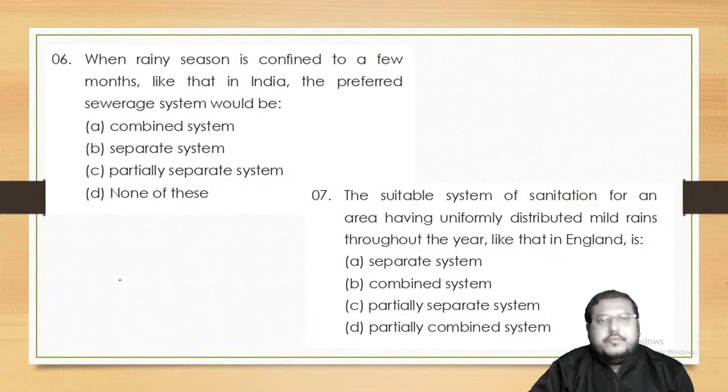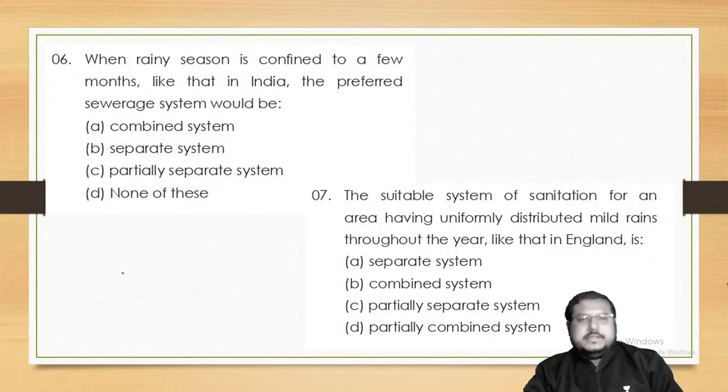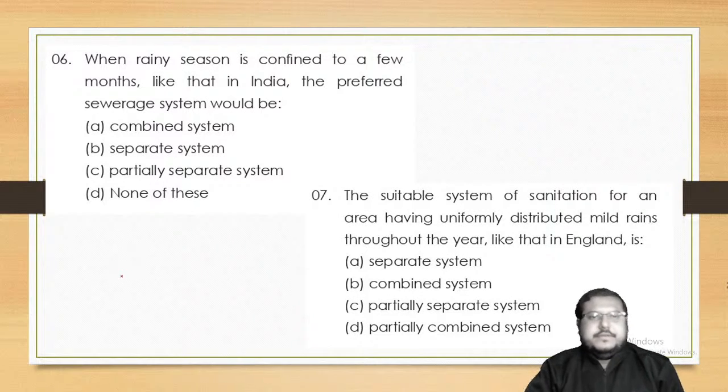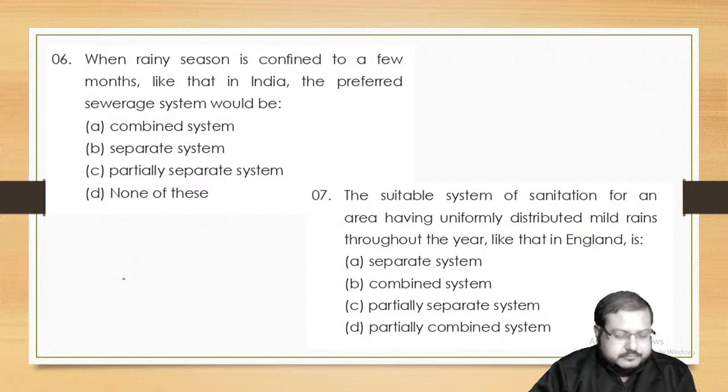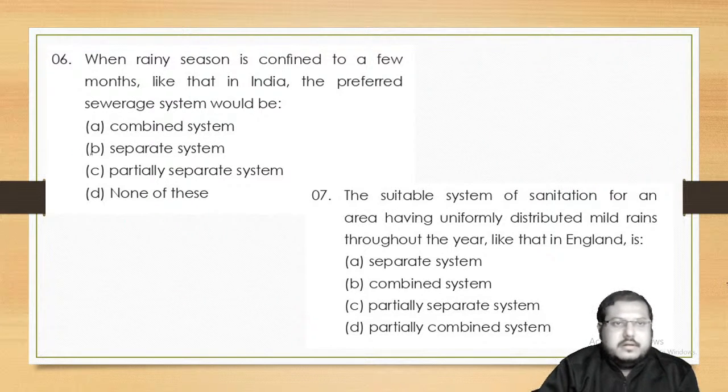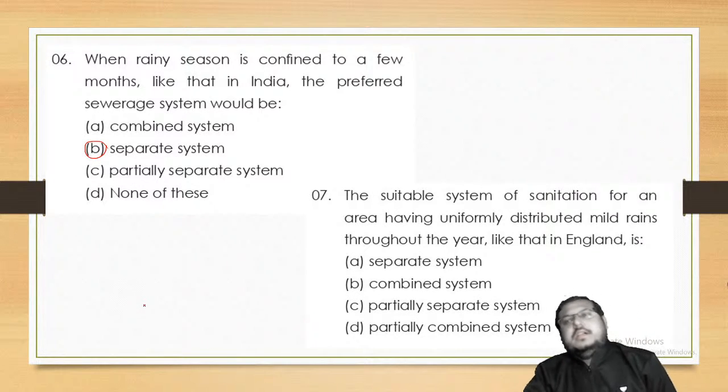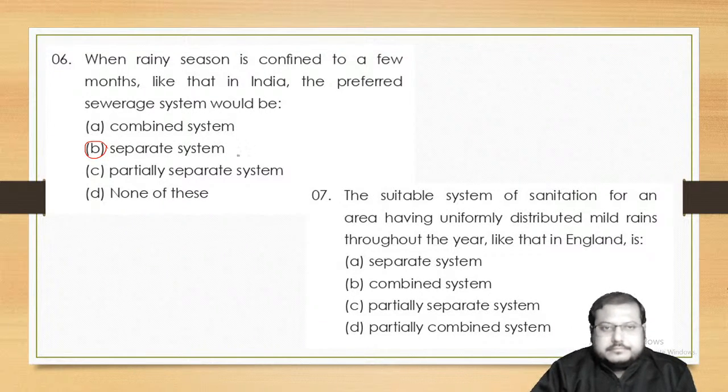Six. When the rainy season is confined to a few months, like that in India, the preferred sewerage system should be what? Separate system, because in those few months the storm water flow will be very high, and maintaining a partially separate system is a bit difficult.